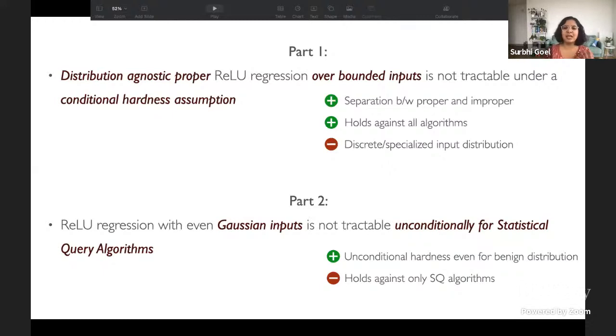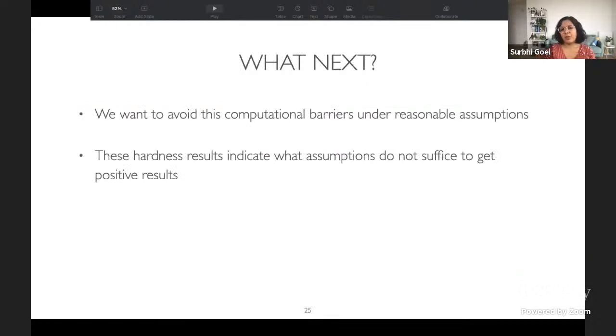You're just saying that as long as the algorithm is SQ, you cannot do this. But what's next? What can we do here? So the main reason, at least the motivation for me to study these lower bounds, is that I would like to avoid these computational barriers under some reasonable assumptions. These hardness results indicate what assumptions are not sufficient to get positive results.